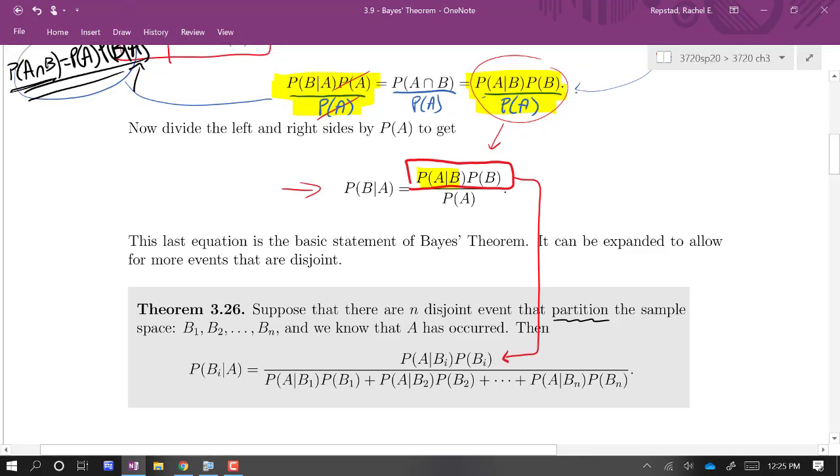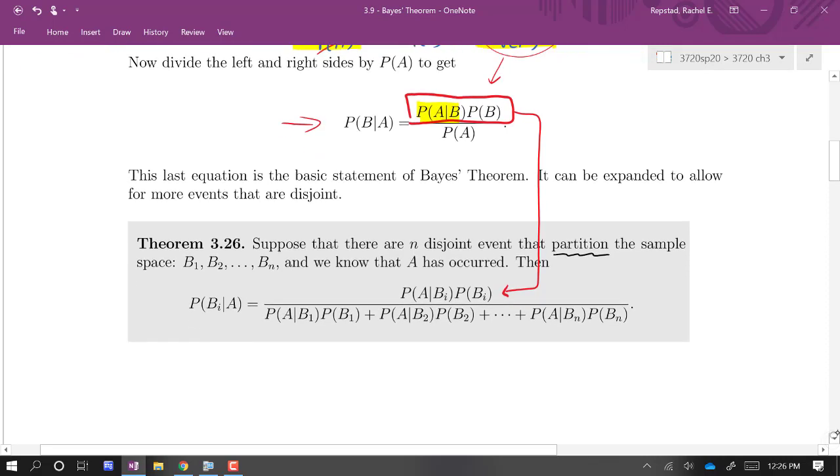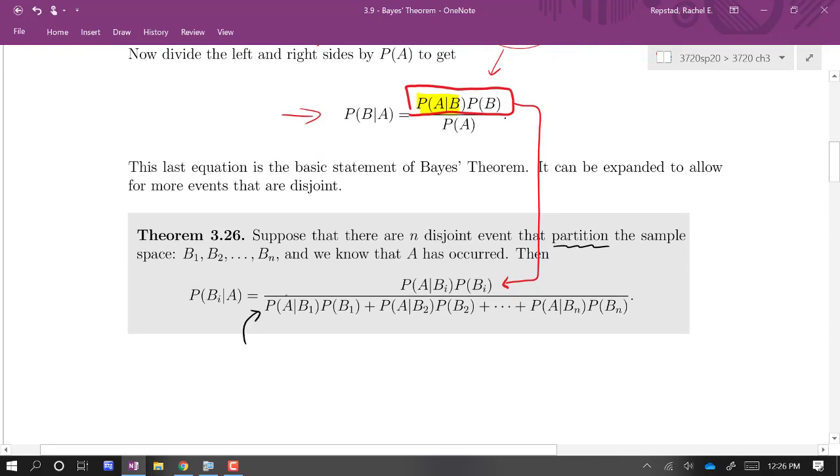The bottom looks a little bit different. When we looked at it with just two events, on the bottom we have just P of A. Now we have all this sum of all these products. So what we're doing here in the bottom is that we are partitioning A.